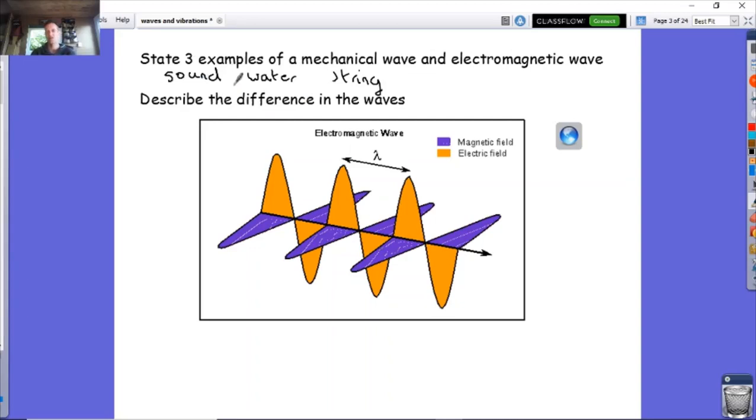In the case of sound waves, air particles are vibrating. Water, the water particles are vibrating. And string, well, the particles inside the string are starting to vibrate. The different one is electromagnetic waves.